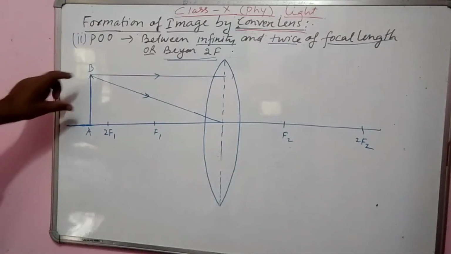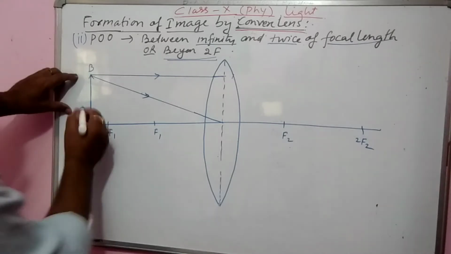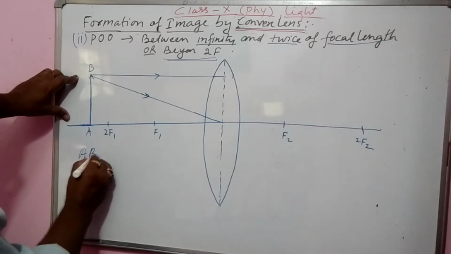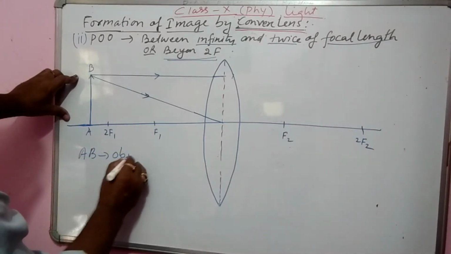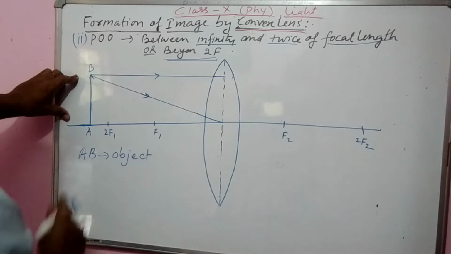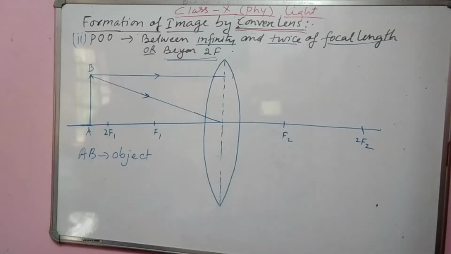So I have taken AB as the object. Here AB is the object, this is the object, and mind it, light will come from the object only.